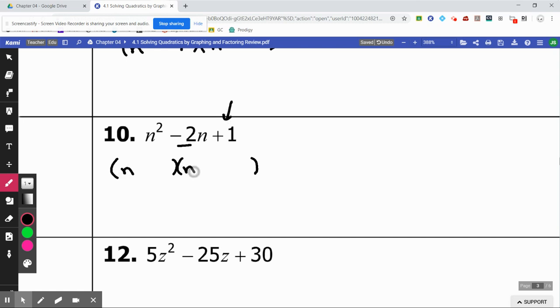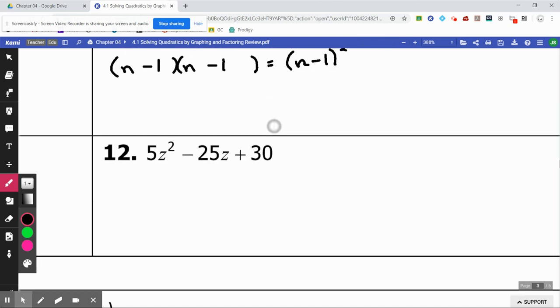So this will factor into a perfect square as well. Negative 1 and negative 1 add to negative 2, and they multiply to give me the positive 1, so I can write that as n minus 1 to the second power.